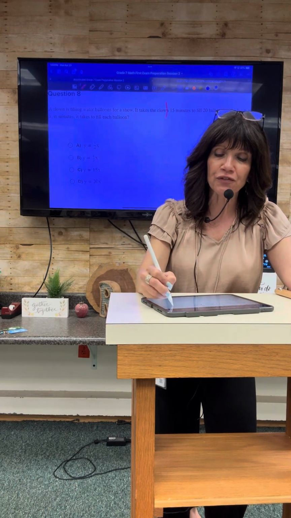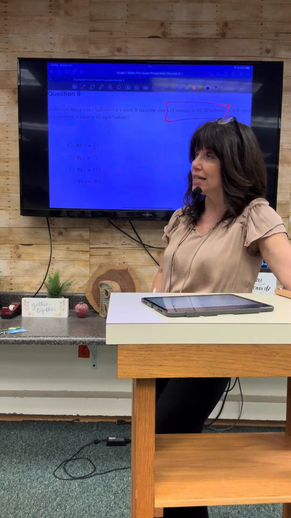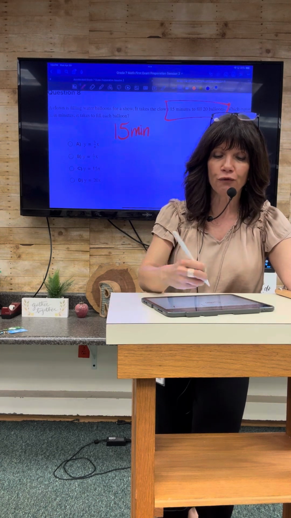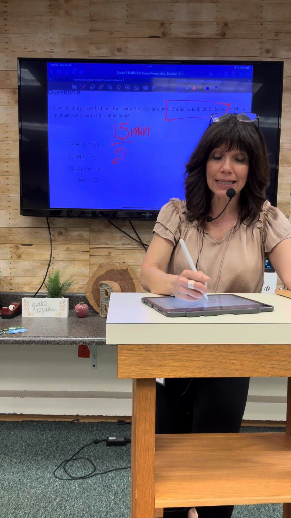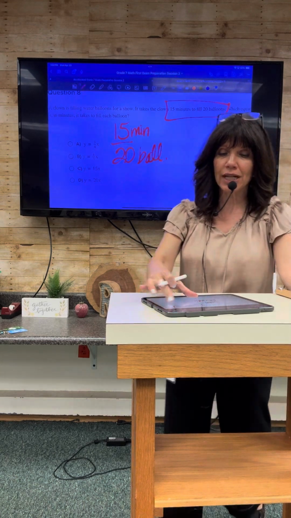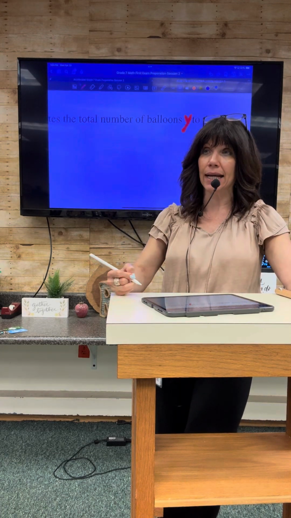All right, item 8. A clown is filling water balloons for a show. It takes the clown 15 minutes to fill 20 balloons. Guys, go ahead and write that down as a ratio right now. 15 minutes to fill 20 balloons. Which equation relates the total number of balloons y?